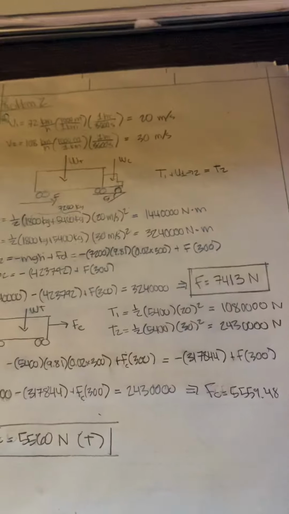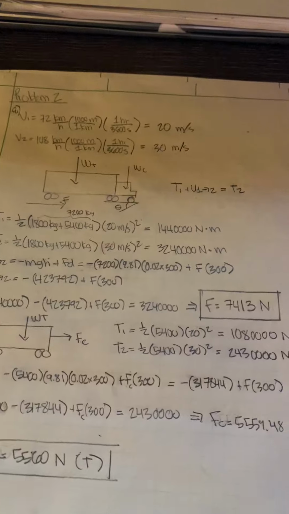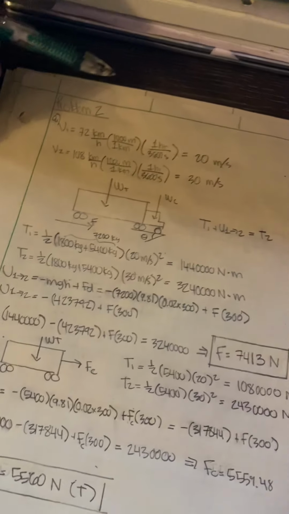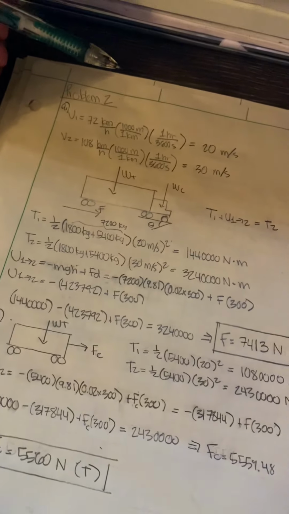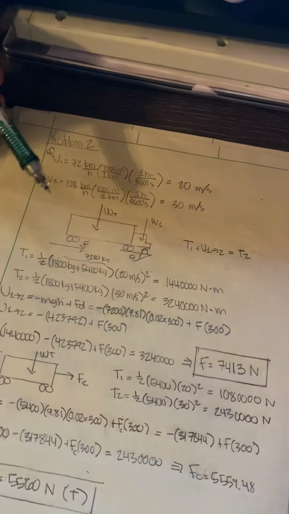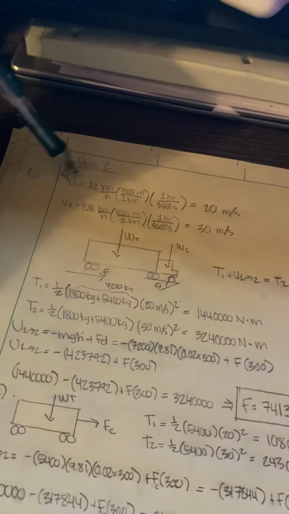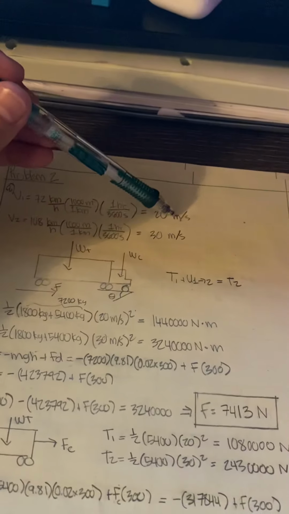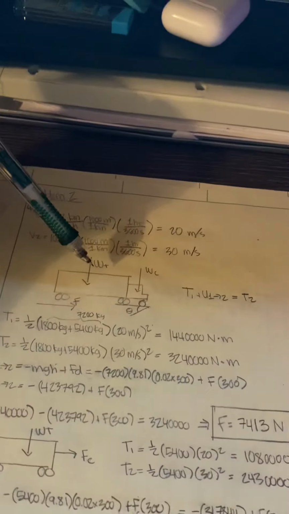All right, and then problem 2, we are given a trailer truck that's being carried by a cab, and it wants us to determine the average force of the wheels of the cab. So right here I just converted the velocity into units of meters per second. Then we have a free body diagram right here.